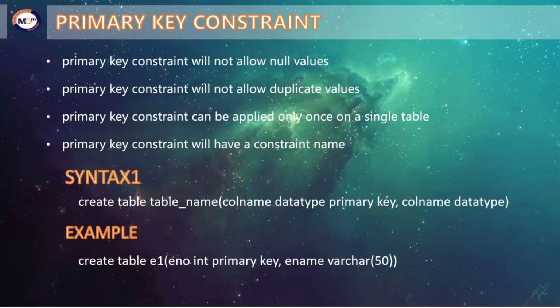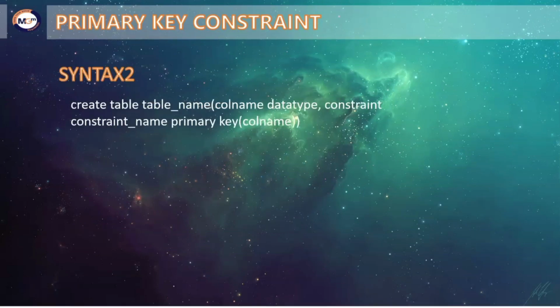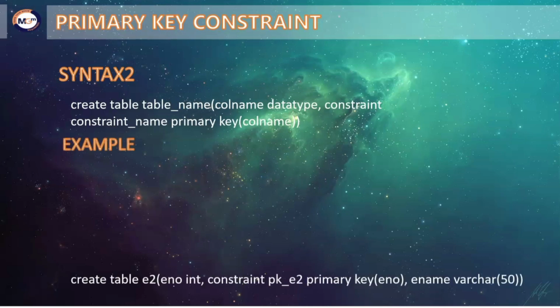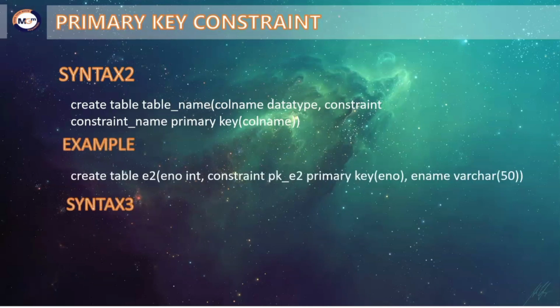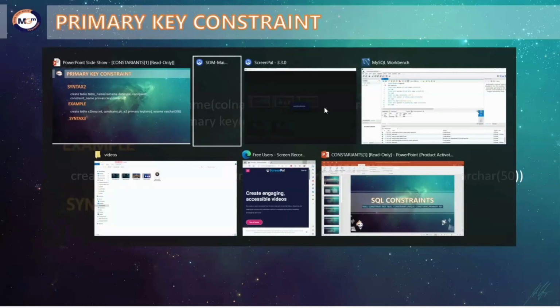There is another way to specify the primary key when creating a table, which is by giving a constraint name to the primary key. Let us see the syntax to create it. Create table name, column name data type, constraint name, primary key of column name, to which we need to specify the primary key too. Let us see it with an example. Create table E2, enumber int, constraint name, which is pke2, primary key of enumber, ename varchar. Let's see this in MySQL workbench.